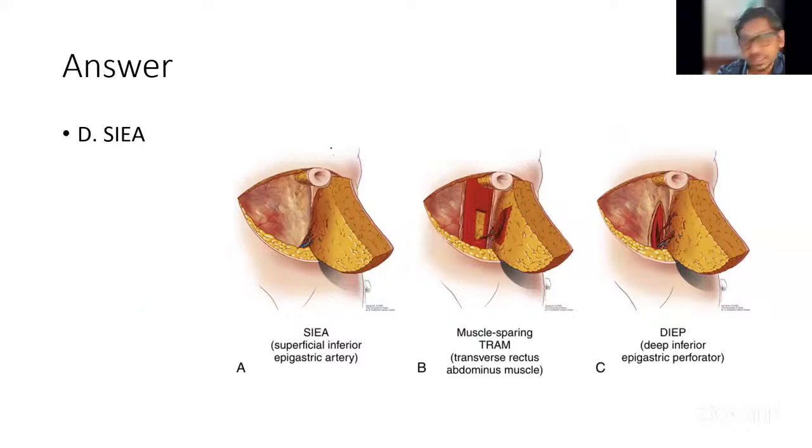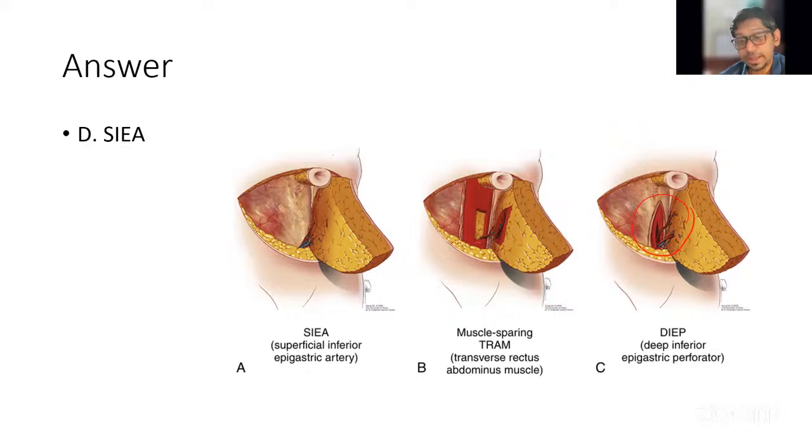Now there are reasons why we are going with this answer. Now this is straight away from Sabiston. So you can see these three different types of abdominal flaps. So you can see the deep inferior epigastric artery perforator. Again, here these perforators are coming from deep within the rectus abdominis muscle. So usually it requires a dissection within the intramuscular plane. So again, there is a higher risk of hernia and other complications.